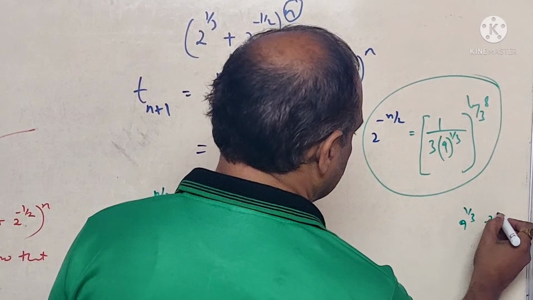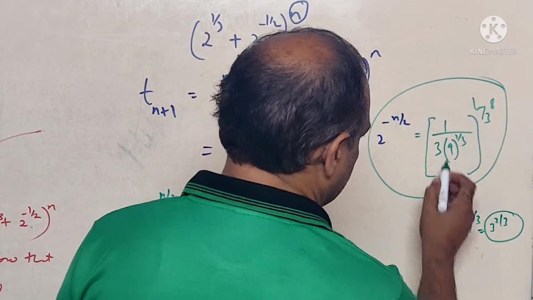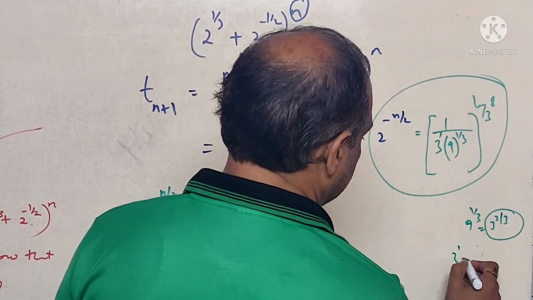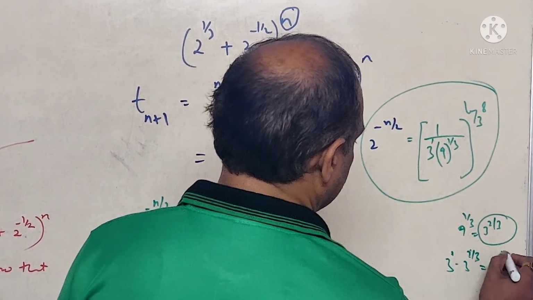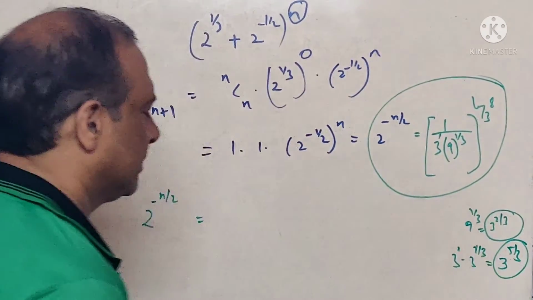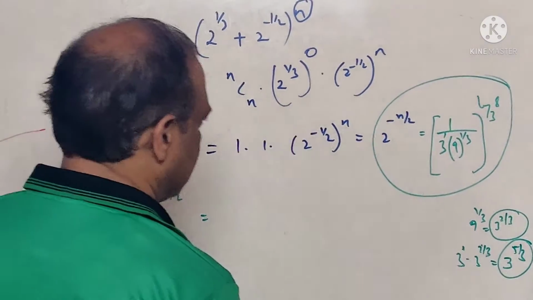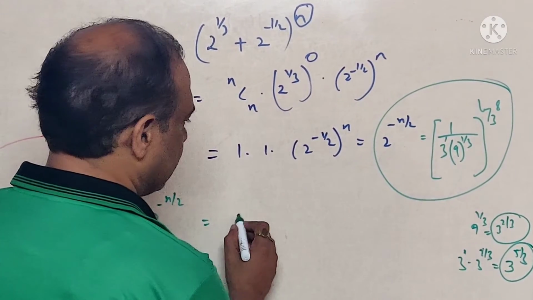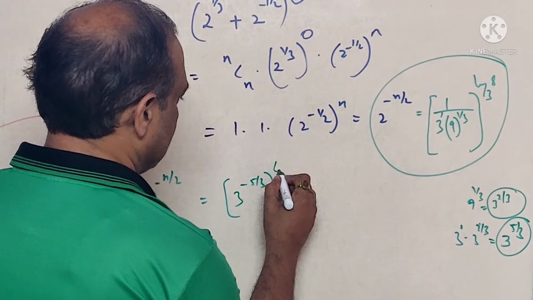It can be written as 3 square power 1 by 3. It becomes 3 power 2 by 3. And here it is 3 power 1. 3 power 1 multiplied by 3 power 2 by 3 will give you 3 power 5 by 3. Now 3 power 5 by 3 will go on to the upper side, it will become 3 power minus 5 by 3. And the whole is log 8.